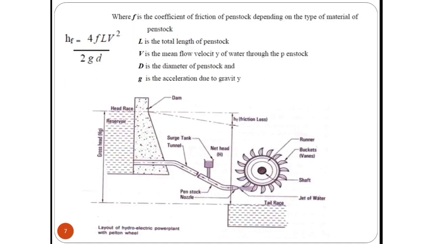You can calculate Hf using this formula: 4FLV square by 2GD, where F is the coefficient of friction of the penstock, L is the total length of the penstock, V is the mean velocity through the penstock, D is the diameter of the penstock, and G is the acceleration due to gravity. These are very important things usually asked in the examination, that is the hydroelectric power plant as well as the different heads that come under this hydroelectric power plant.